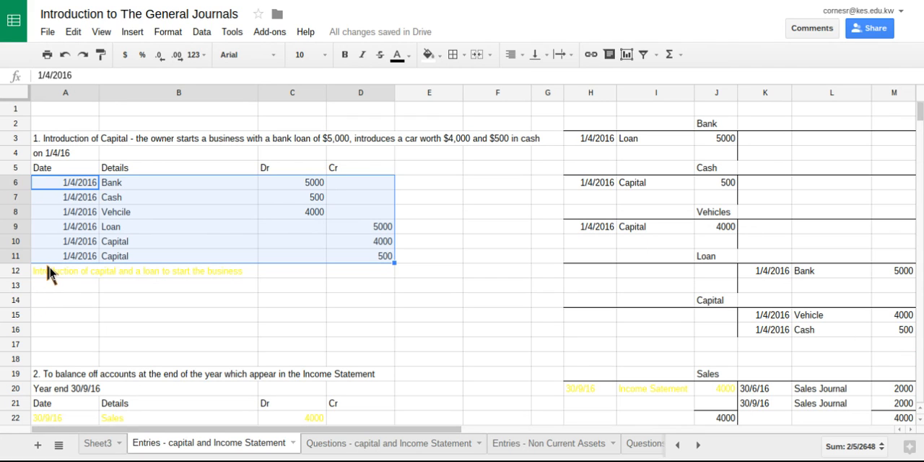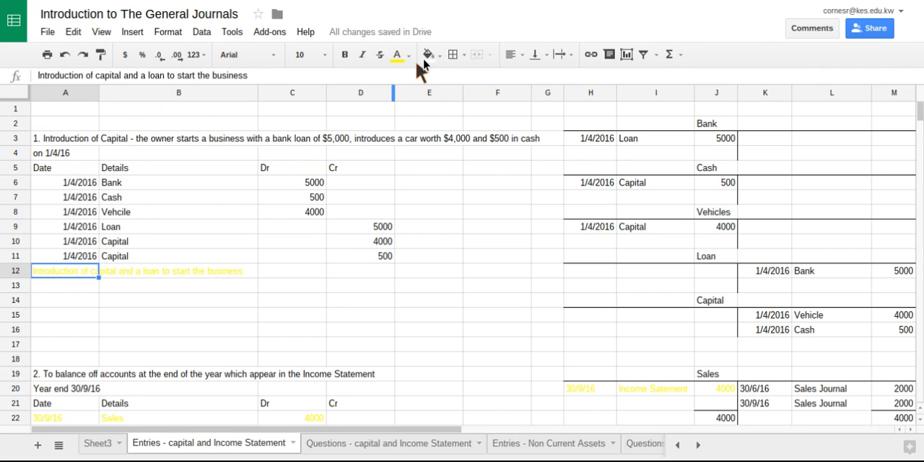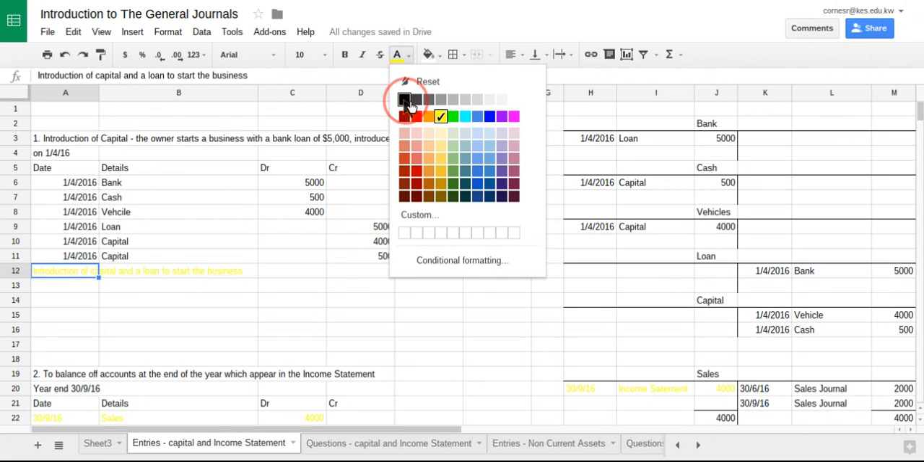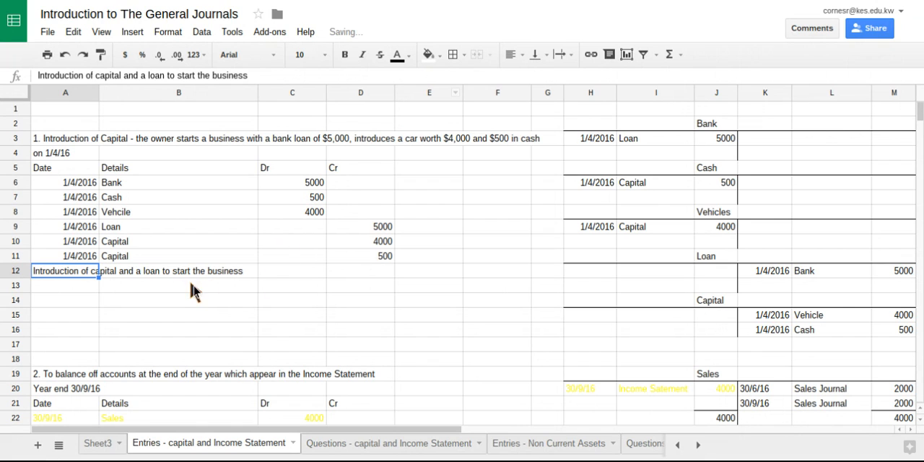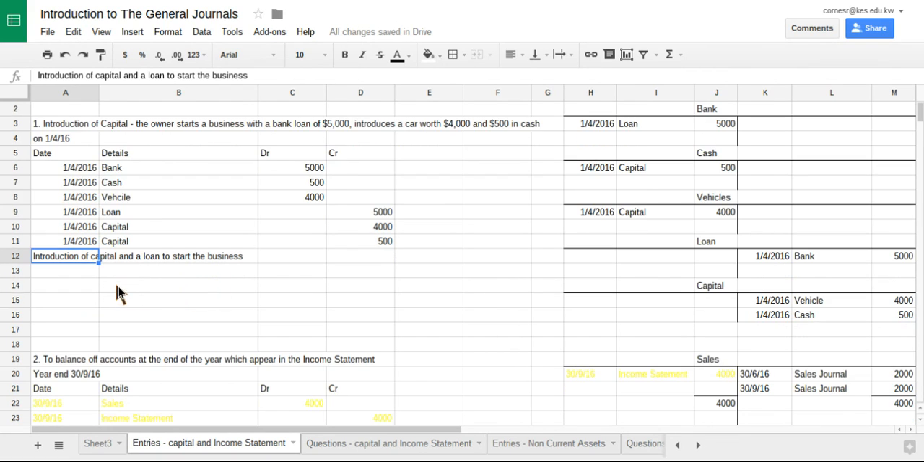The final thing that you'll always see in a journal entry is some kind of commentary telling people why the entry is being made. Because these are unusual entries, it helps with the audit trail. It allows people to see why the accountant has made these decisions about where he's going to post things. So here the commentary is quite simple: introduction of capital and a loan to start the business.